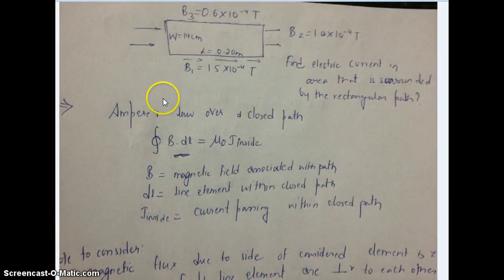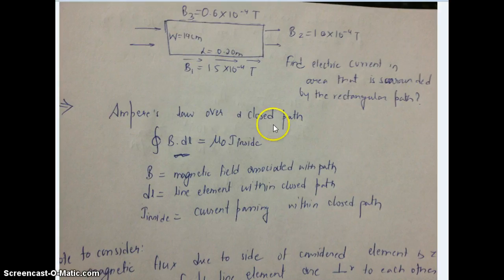The next problem, here you can see there is a similar box, whose width is 14 centimeters and length is 0.2 meter, and you can see the magnetic field applied, which is horizontal. B3 is on the top, B1 is on the bottom, and B2 is on the side. And it says to find the electric current in the area that is surrounded by the rectangular path.